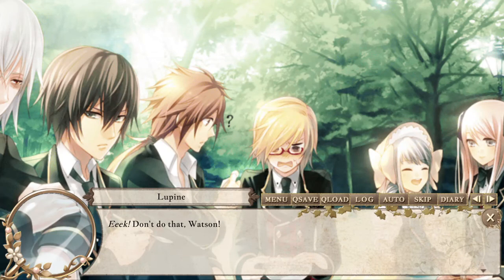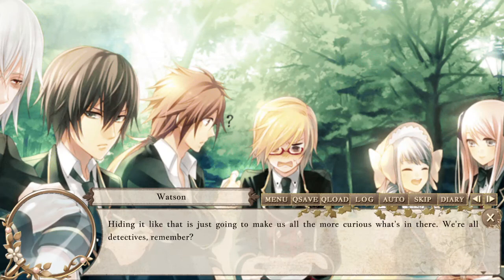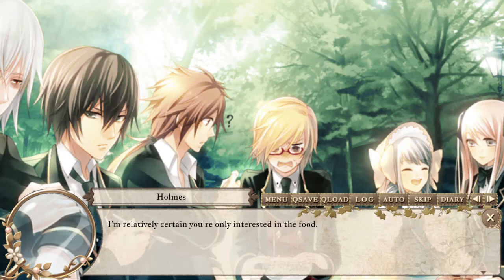Don't do that, Watson! Hiding it like that is just going to make us all the more curious what's in there. We're all detectives, remember? I'm relatively certain you're only interested in the food. It doesn't take a detective to deduce that. Of course I'm interested in the food. What is it?